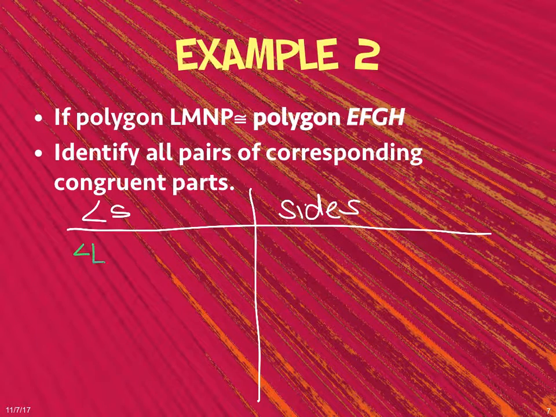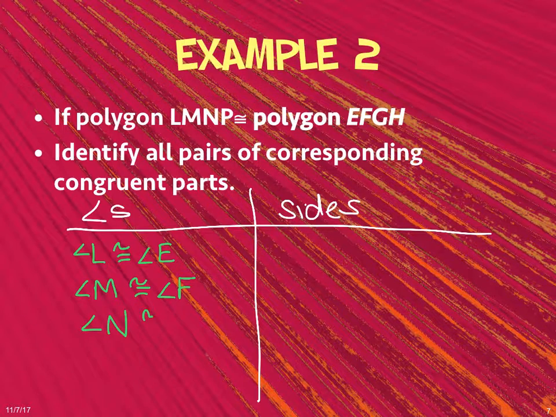So the angles: angle L would be congruent to angle E. Angle M would be congruent to angle F. Angle N would be congruent to angle G. And angle P would be congruent to angle H. Everybody good on that? So I could have written the P and H first. The order actually doesn't matter. I just tend to go off of the order that's there.